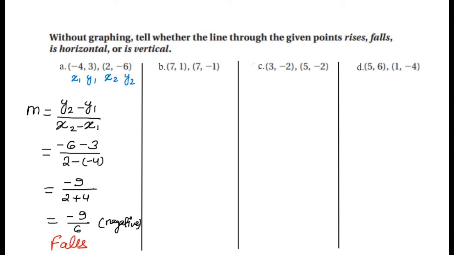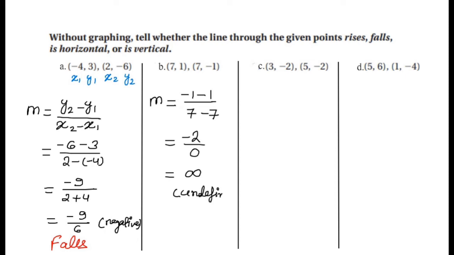Just because the sign is negative, we can predict that the line will fall from left to right. Let's get the slope of the second line. Let's substitute the values in the formula. As we simplify this, we see that the denominator is 0. So when the denominator is 0, that becomes undefined. And we've discussed that when we have the value of the slope as undefined, the line is vertical.